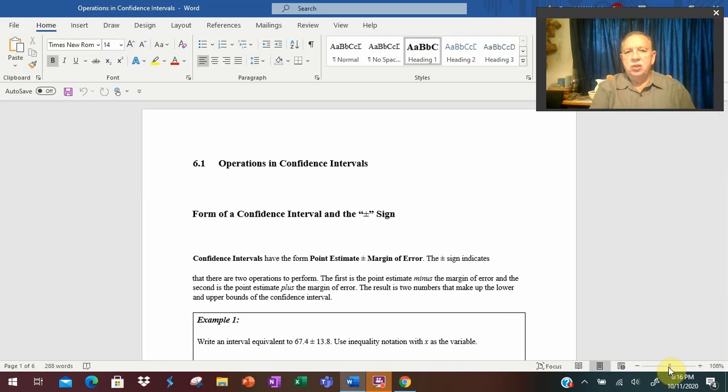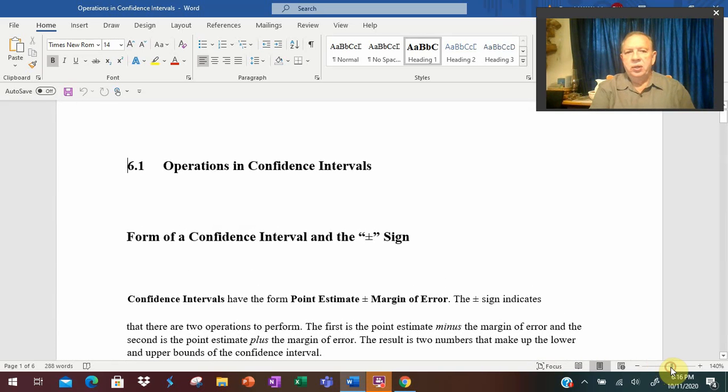We're going to continue this time along the idea of confidence intervals and building those confidence intervals with inequalities and intervals. Okay, so let's get started. So, operations in confidence intervals. The form of a confidence interval on the plus or minus side.